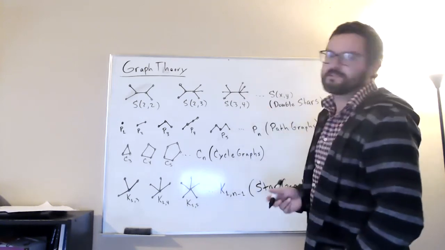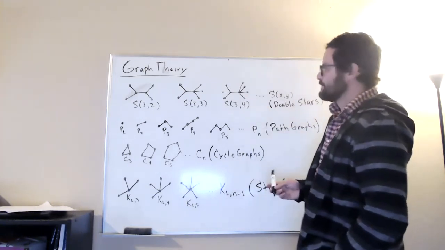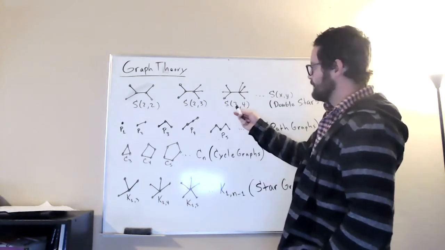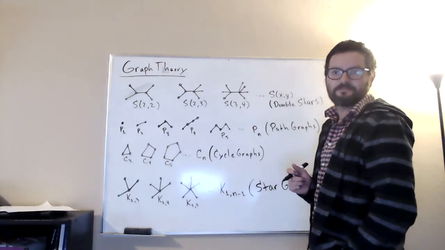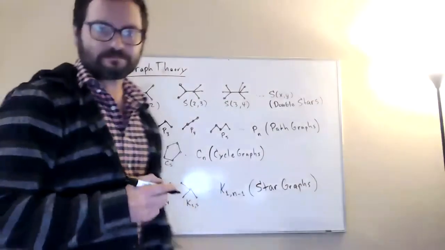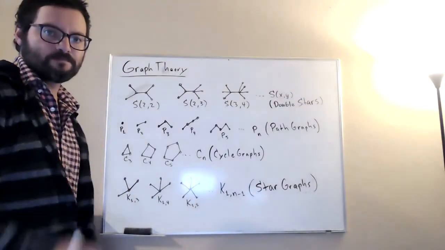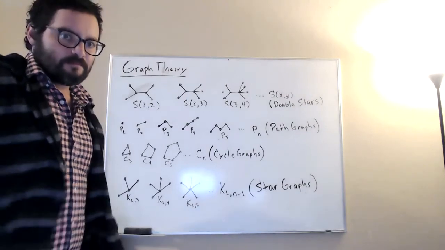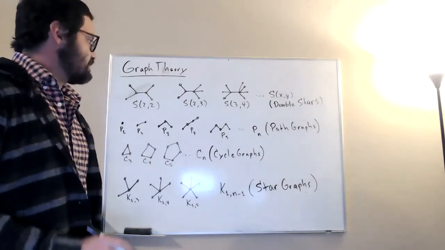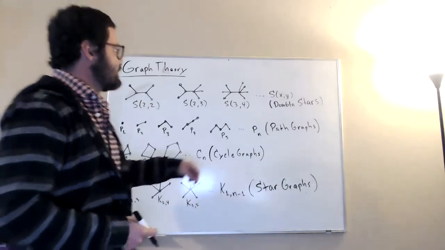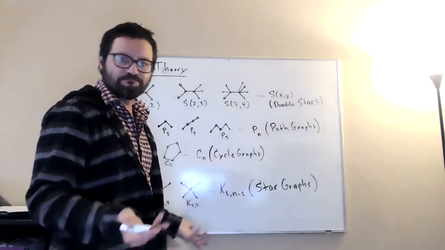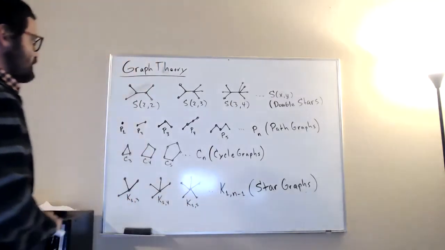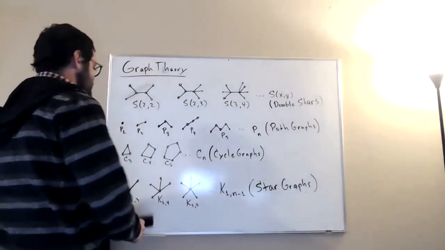And these are also trees. Can you guess what the numbers X and Y mean? The number of connected vertices on the left and to the right. You're getting the right idea. It's the number of leaves on the left and the number of leaves on the right. Okay, so let's keep on going.